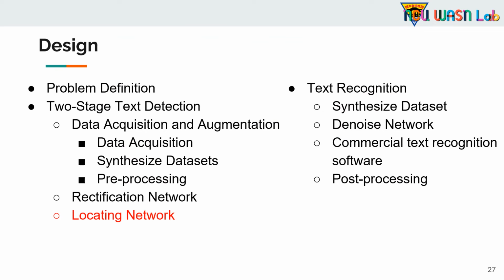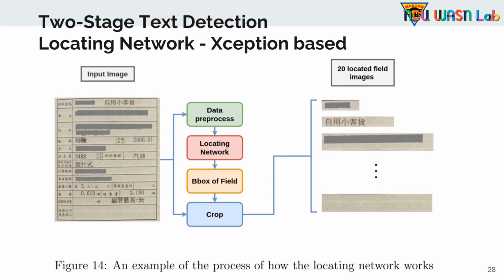And the second stage is the locating network. The locating network is also improved using Xception network. This slide shows how the locating network positions the columns in the license and cuts the column images. After preprocessed locating, the final crops give a series of field images. And after the positioning is complete, each column image which has been cut can be sent to the text recognition model to recognize the text in it.